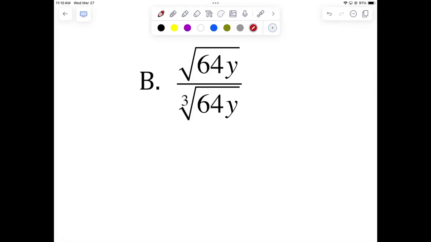So letter B, the square root of 64y over the cube root of 64y. Ooh, you're saying the 64's divide out, the y's divide out, even the radical symbols divide out, and we're left with 3.